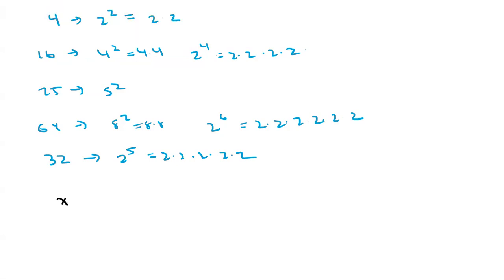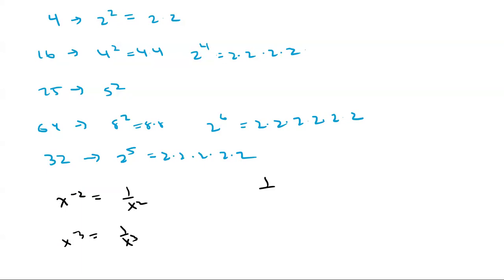Now, another thing we need to remember is if we have, say, x to the negative 2, I can rewrite that as 1 over x squared. Or if I had x raised to the negative 3, I can write that as 1 over x to the third.